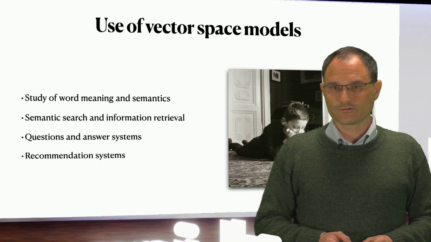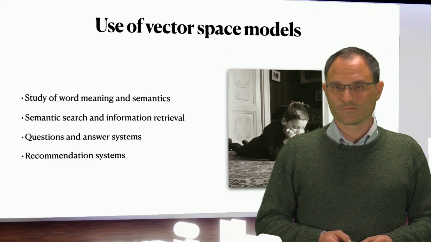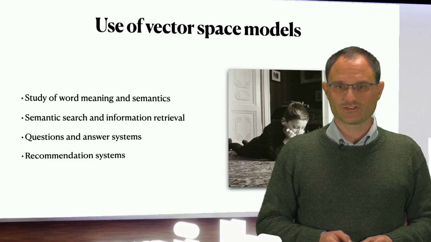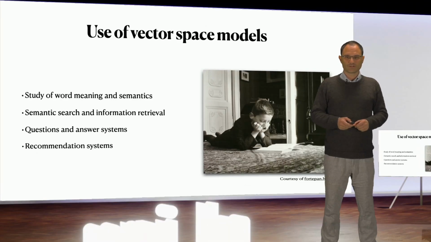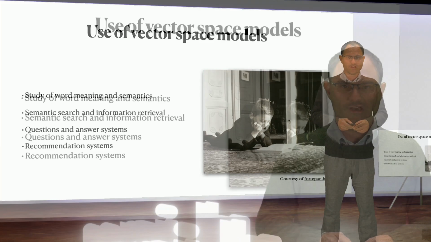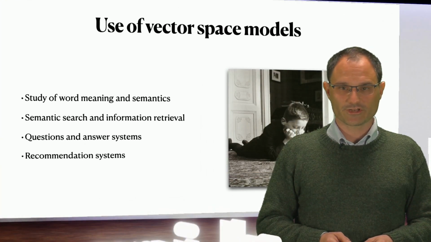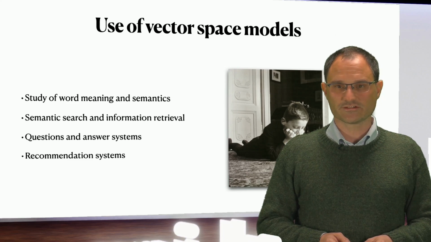We have already talked about one use case. This is the study of word meanings and generally semantics. With vector space models, you can analyze how the meaning of a given word was changing over centuries. You can gather insights into how a new meaning rose and the old meaning became obsolete. But there are other important use cases. Semantic search and information retrieval are other use cases.